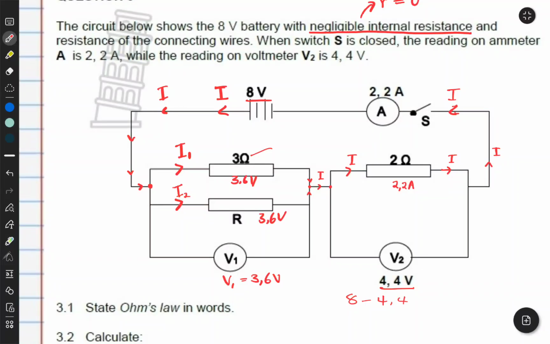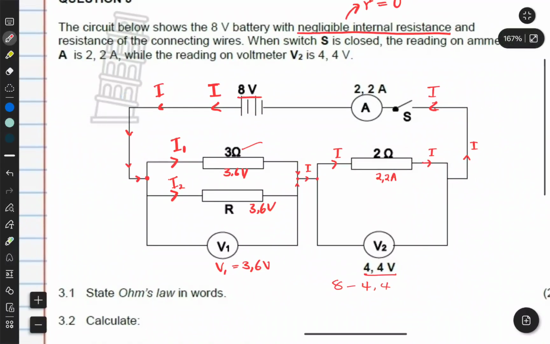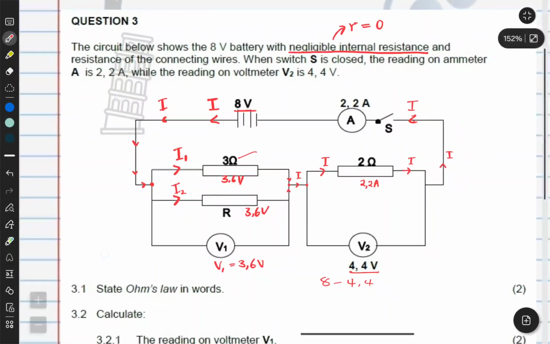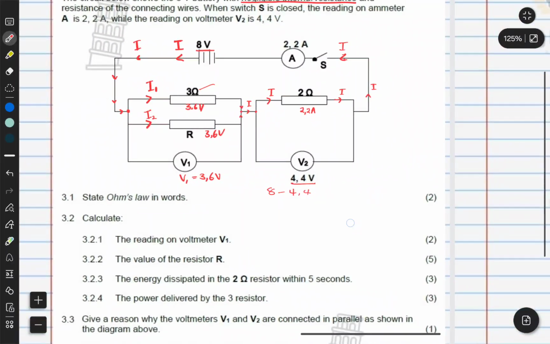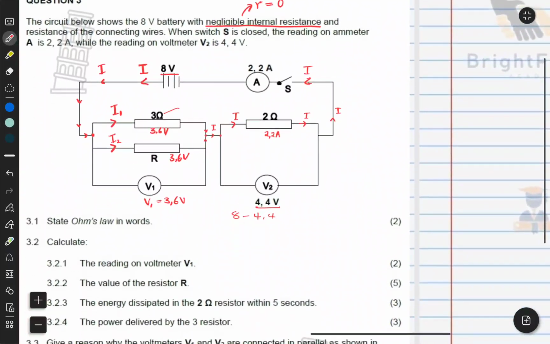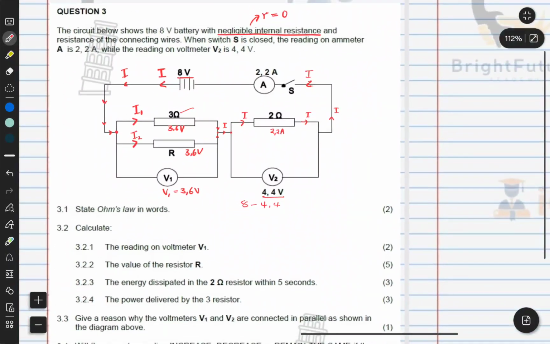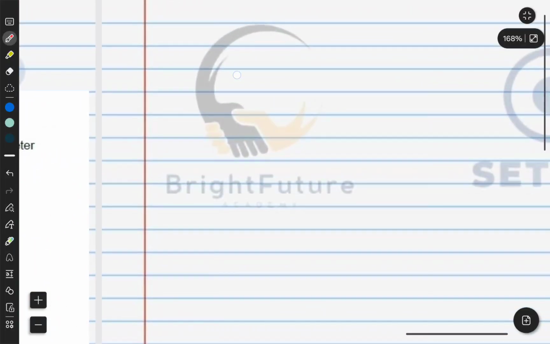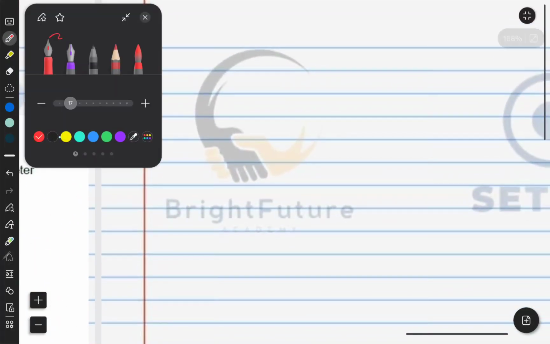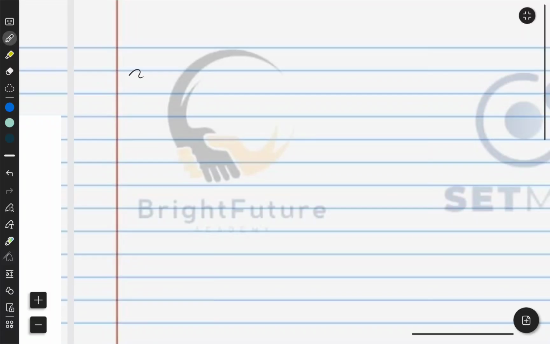Right, so you see, we haven't even started answering the questions, but already we know what's going on in the circuits. We know everything about the circuits. All right, so I think we can go ahead and start answering the questions now. So we have 3.1, that is Ohm's law. We are required to state Ohm's law in words.